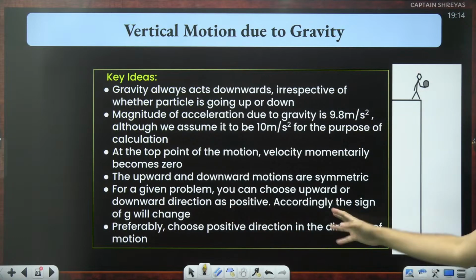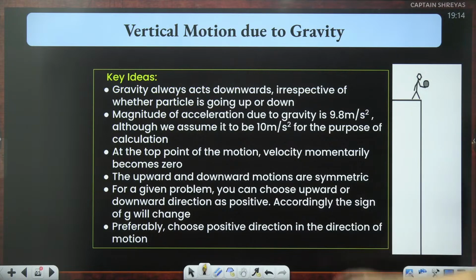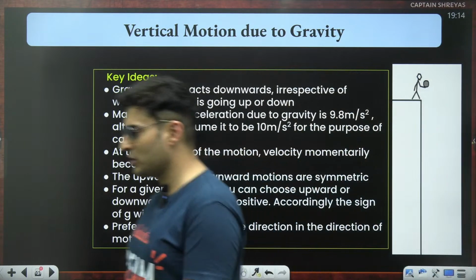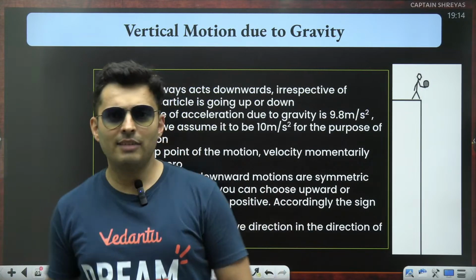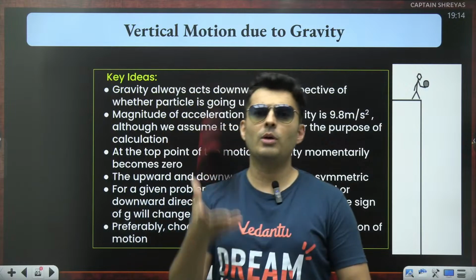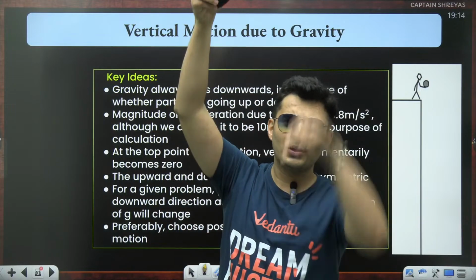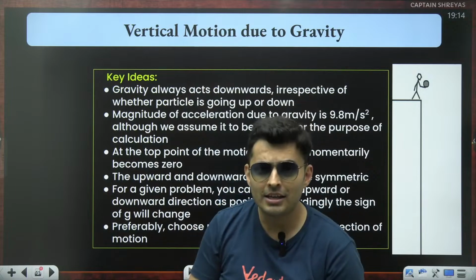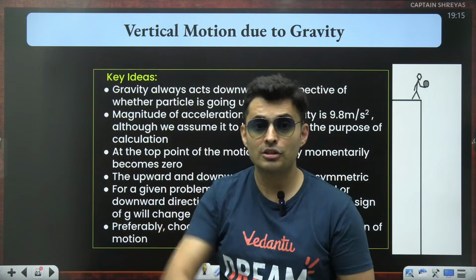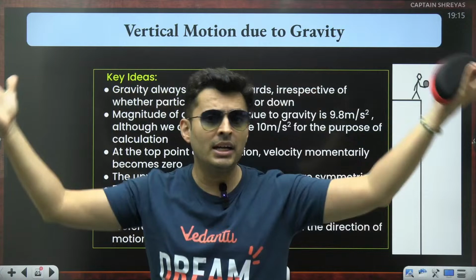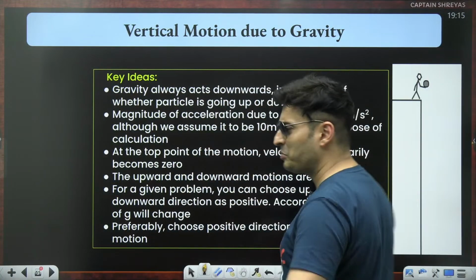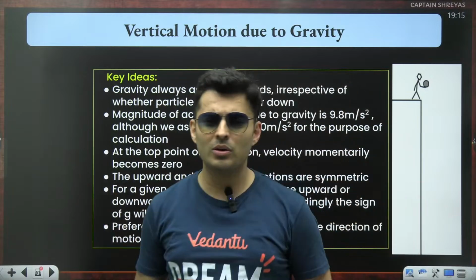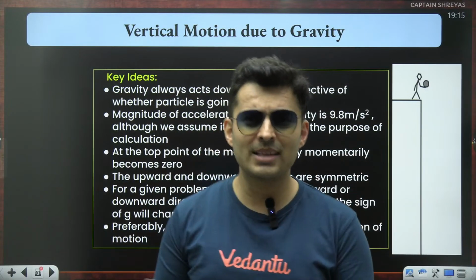Okay. For a given problem, you can choose anything as positive or negative. Accordingly, the sign of g will change. Now, this is another question you ask many of the students in school. When you throw a body up, they will say, sir, acceleration due to gravity is negative. And when you drop a body, they will say acceleration due to gravity is positive. My mind was blown when I listened to this. I'm like, who tells you such things? Please let me know who is that person. How can you say such things?